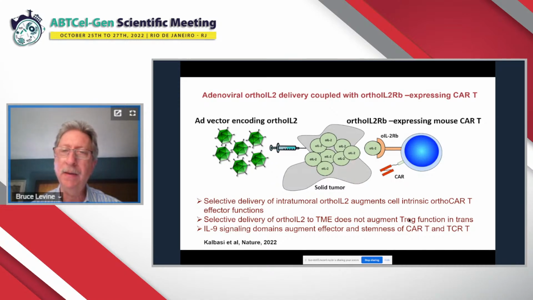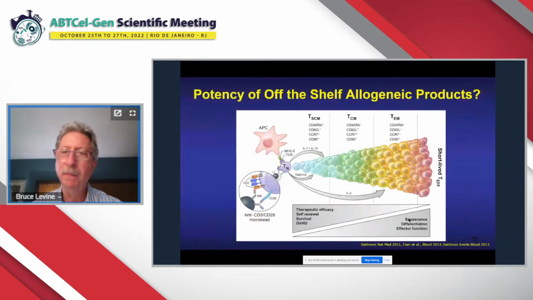And I should back up a little bit and say, why are we using orthogonal IL-2? Because with natural IL-2, you activate regulatory T cells that suppress the immune system. And so the bottom line here is that we find that the IL-9 signaling domains augment effector and stemness of CAR T cells and T cell receptor T cells. Now, what about the potency of off-the-shelf allogeneic products? Can that be improved? We have to qualify those as well.